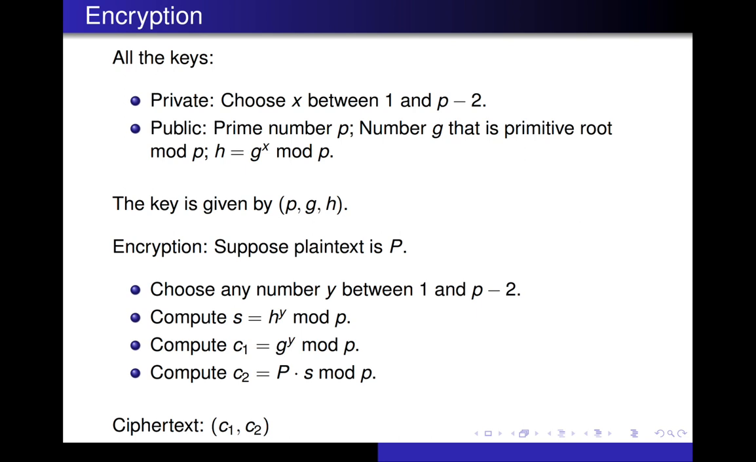So our ciphertext isn't going to be one number, it's going to be a pair of numbers. The first one being our primitive root to the y power, our second one being P times s, where s is equal to h to the y power. And it seems like we should have to know what y is in order to decrypt this. Turns out we don't. I'll show you why in the next slide.